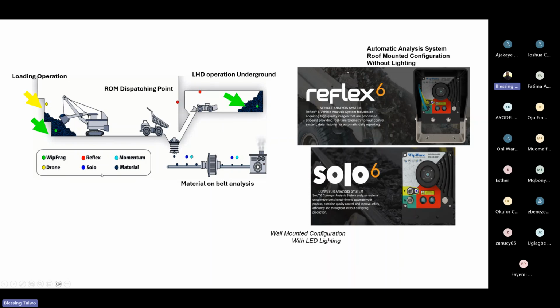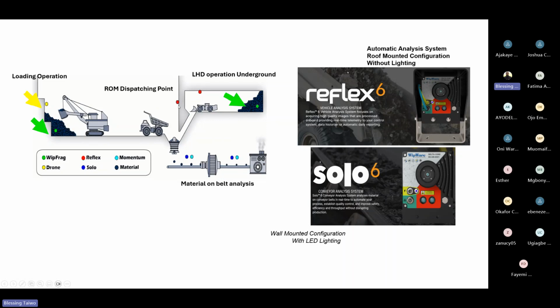The yellow dots that you are seeing, where a cable excavator is loading, are a sign of the drone. You can capture images of the muck pile using a drone and do the analysis in the software directly. And the green dot is just showing the WipFrag. You can go there with your smartphone, take the picture, import it to the software, or take it with the software and do the analysis. Then on the other side, you can see a truck trying to tip material into a crusher, and that is a cone crusher trying to reduce the size of the material and pass it through the conveyor belt.